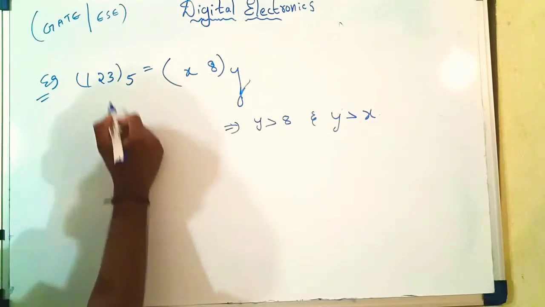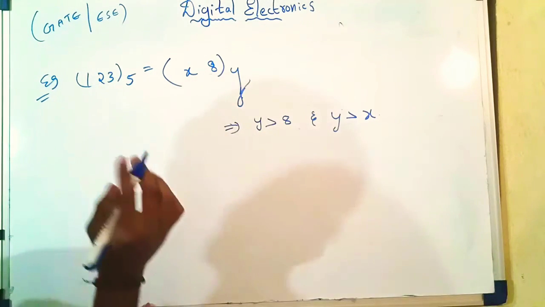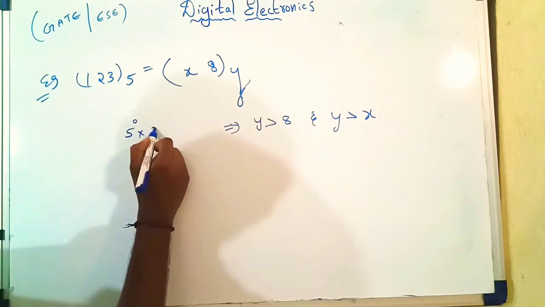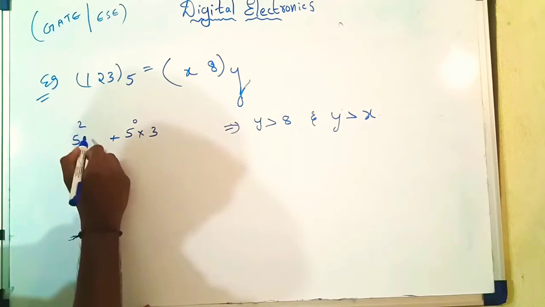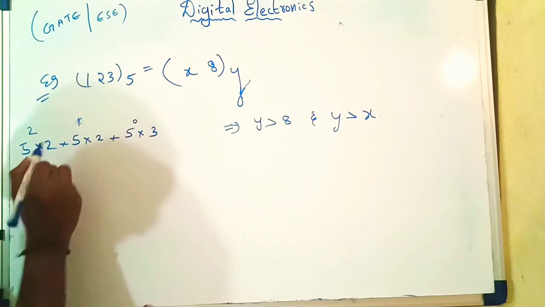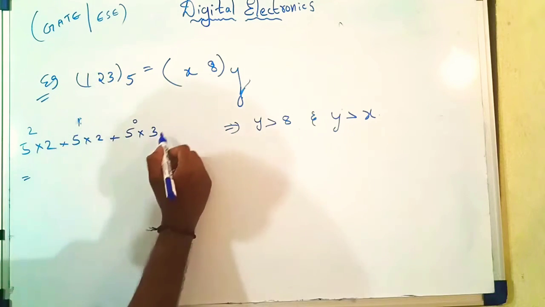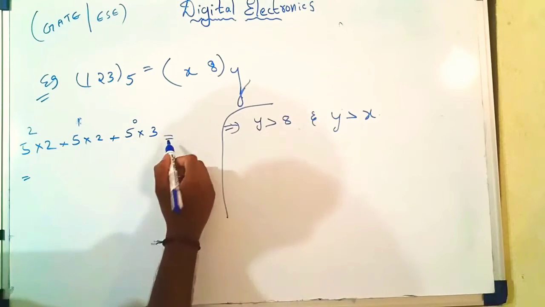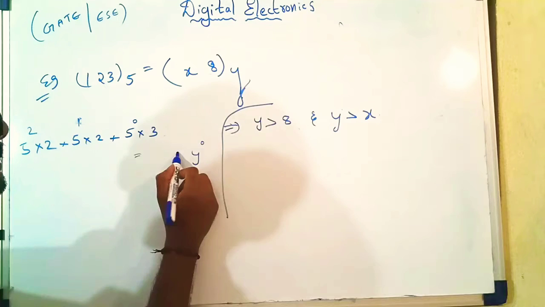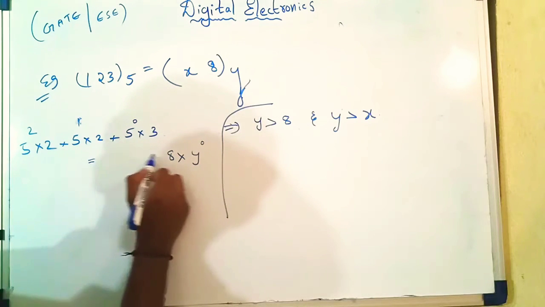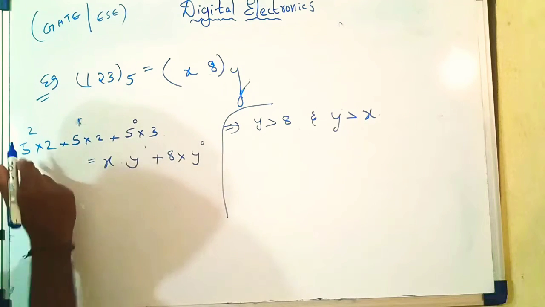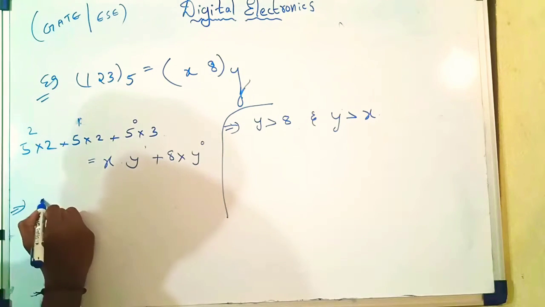Now solve this. Convert these two into decimal form, base 10. Here this is 5 power 0 into 3 plus 5 power 1 into 2 plus 5 square into 1, equal to y power 0 into 8 plus y power 1 into x. This is 5 square, which is 25.